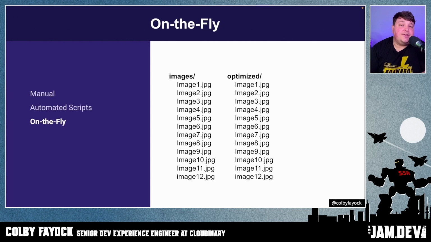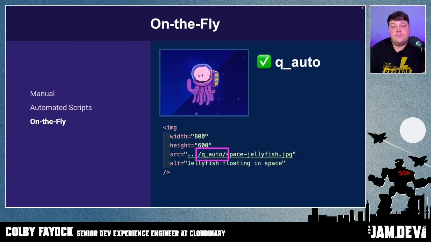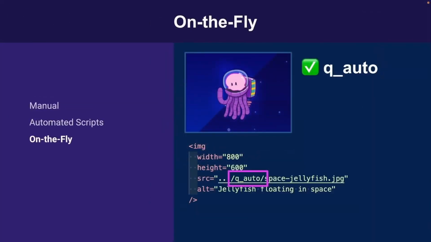Instead of manually creating new versions, whether that's by using some kind of GUI or by running a script, manual as in we're managing creating those different variations, let's just throw a little URL parameter on there where we have q_auto, or automatically figure out the best way to compress this thing. We're not touching our source file, but now we're saying, let's serve an optimized version of this.